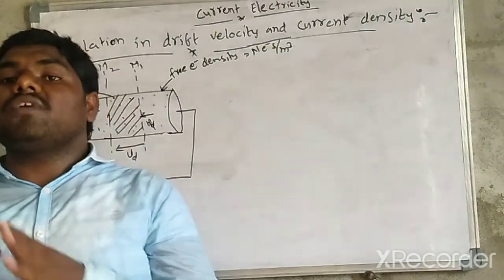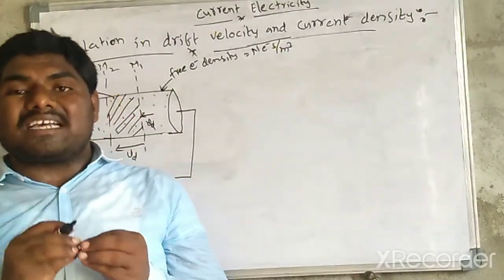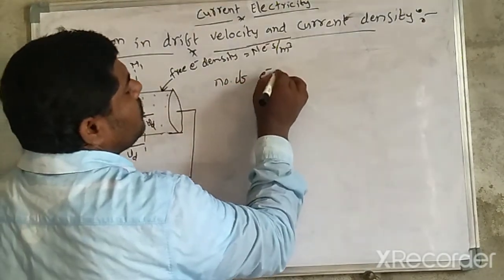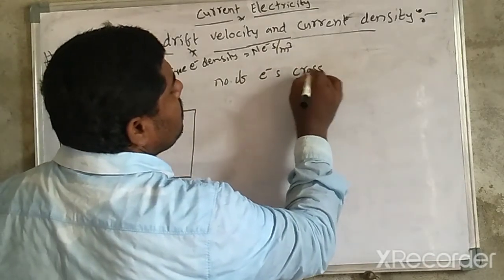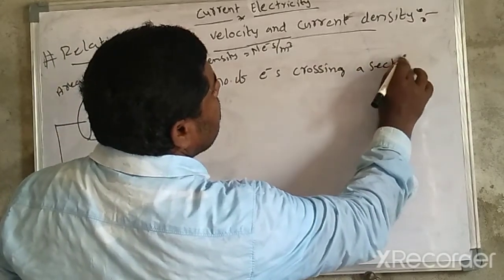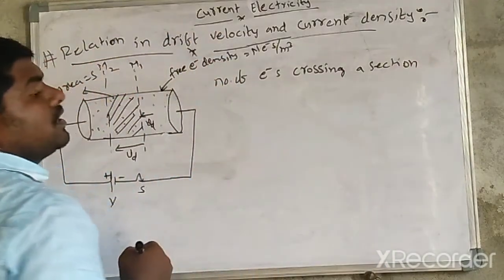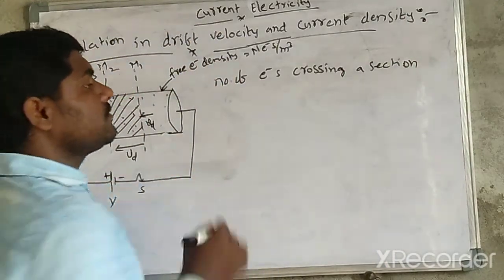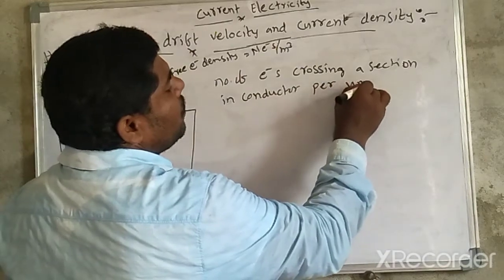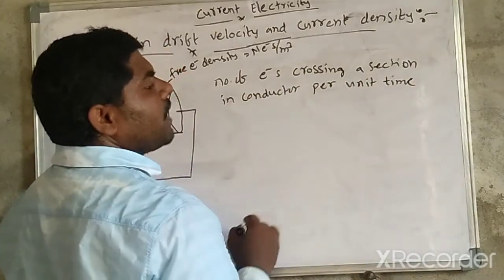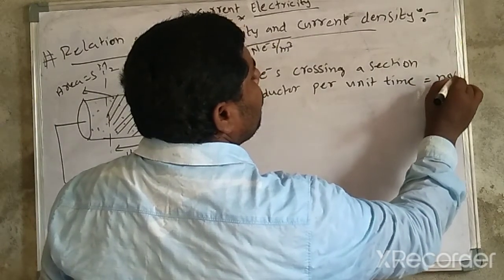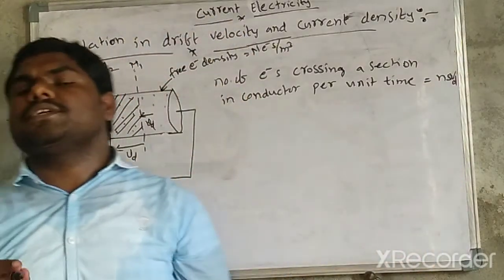The number of electrons crossing a section in the conductor per unit time is equal to n into s into Vd. So n into s into Vd.